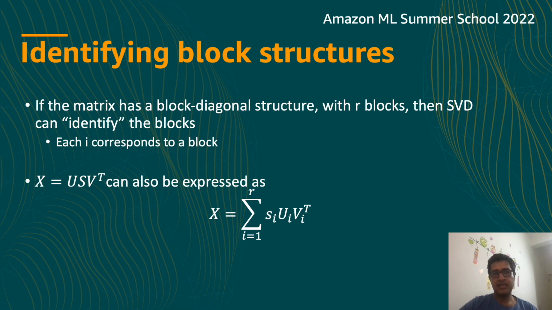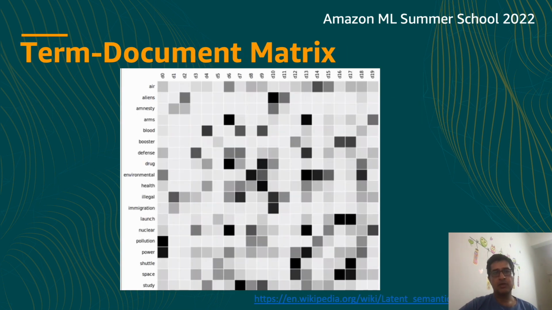In case a matrix has a block diagonal structure, then SVD can help us recognize that. I'll give you some examples of what that block diagonal structure looks like and how it is beneficial. But mathematically, it is expressed, like we saw earlier, as a multiplication of smaller matrices U, S, and V transpose.